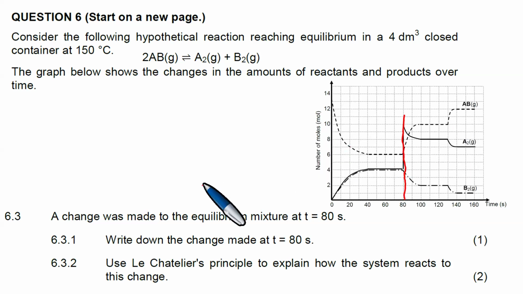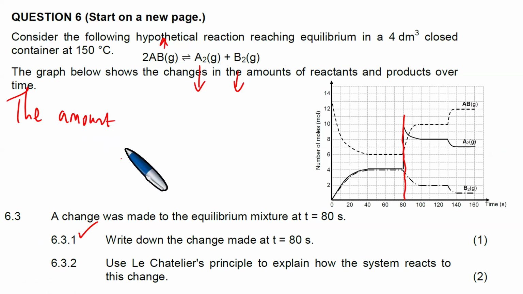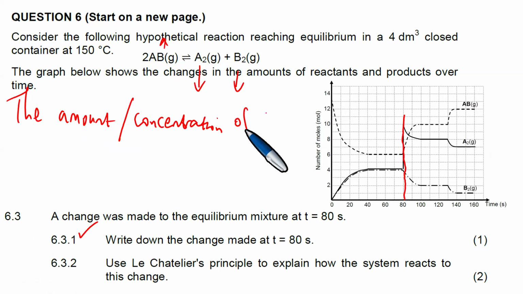Okay, why? I write down the change, and this is at a temperature of 150 degrees Celsius. What was the change that suddenly increased this one and decreased that? Okay, so there was a change that was conducted and it decreased A2, decreased B2, but increased AB. The amount, the concentration of A2 was increased. Okay.